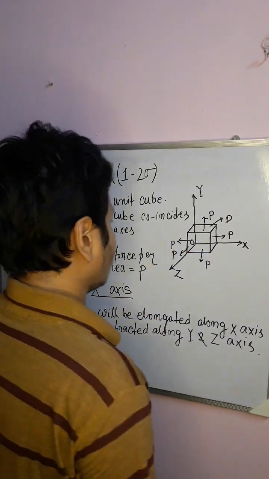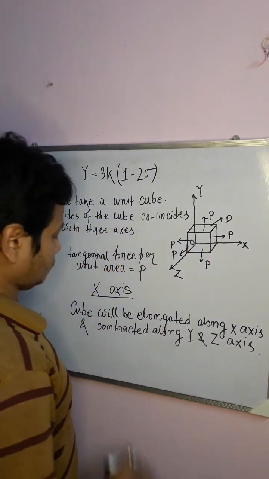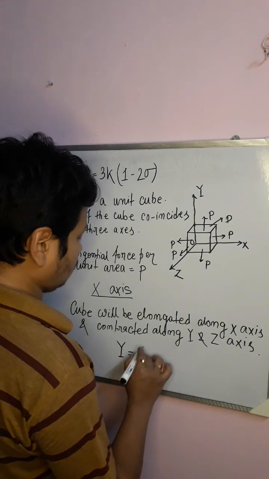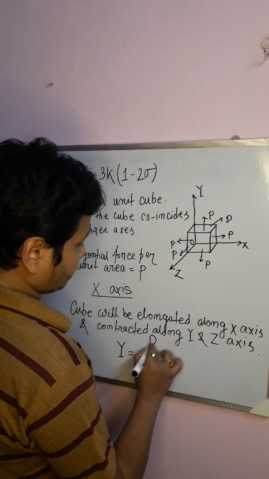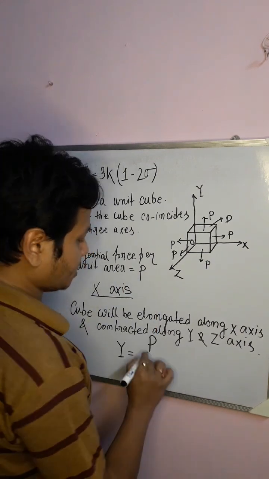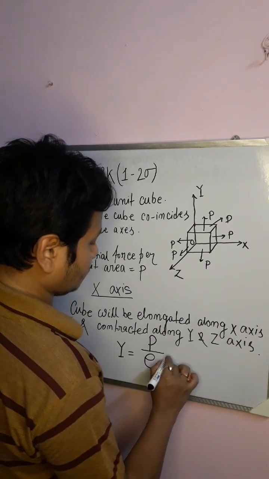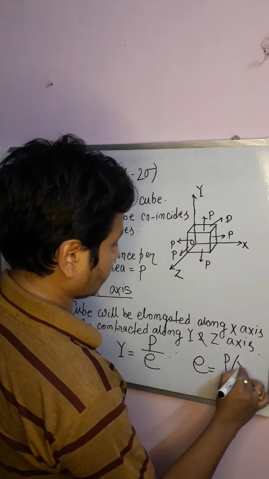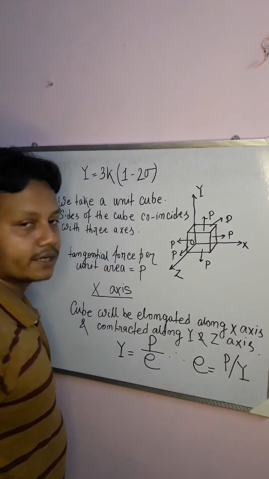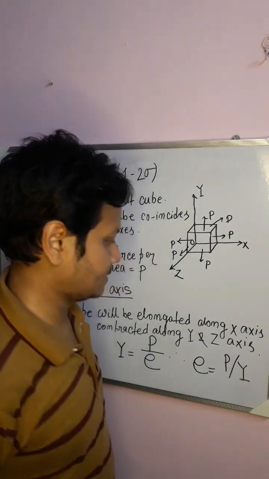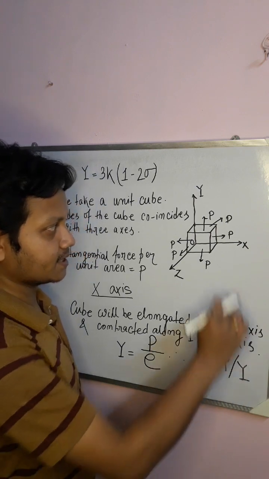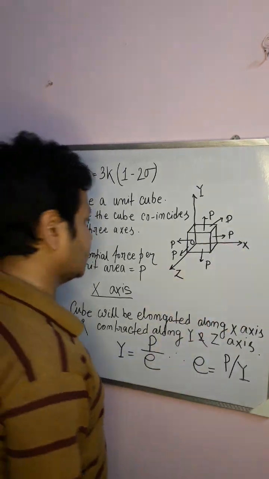Now we know that Young's modulus Y is equal to longitudinal stress, that means P, by longitudinal strain, say small e. So from which we can write e equals P by Y. So this amount of elongation takes place along the x-axis due to the force acting along the x-axis.